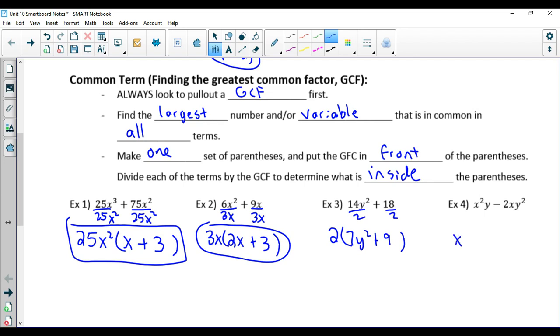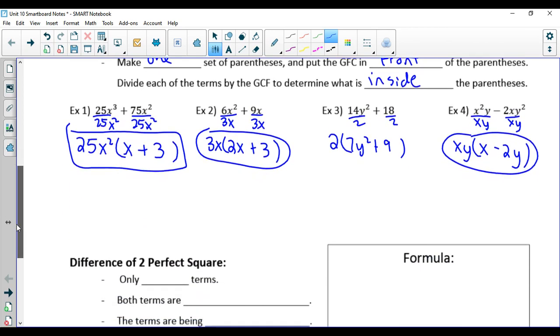xy. There is no number that divides because there's just a 1 here. But they all have at least x to the first, and they all have at least y to the first. So you divide everything by xy. x squared divided by x is just x. The y's cancel. 2 divided by 1 is 2. The x's cancel, and then y. See, I told you. Okay, so that is your GCF. I said there was a 2.